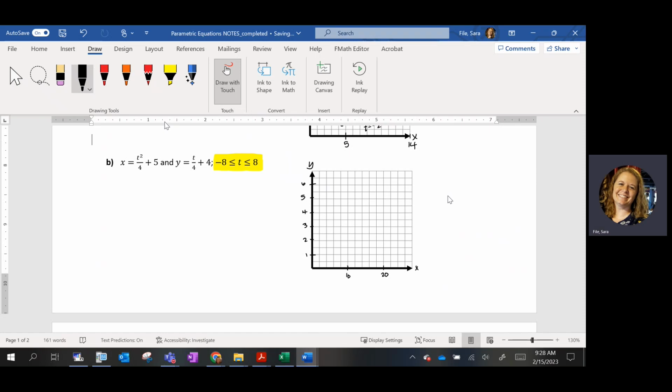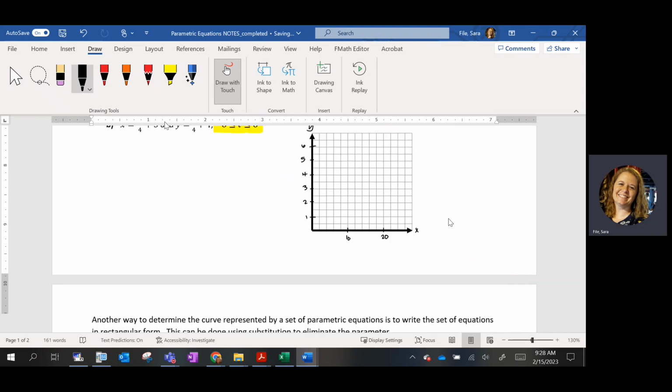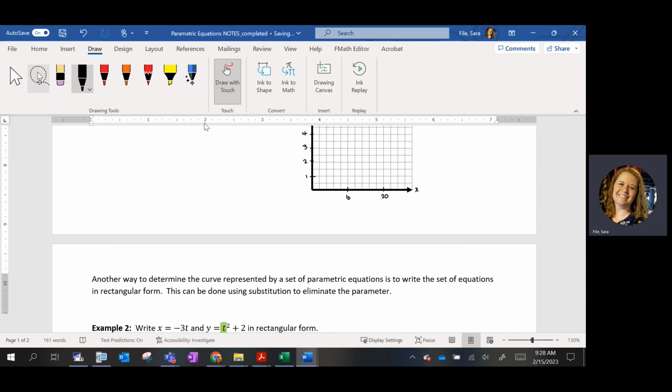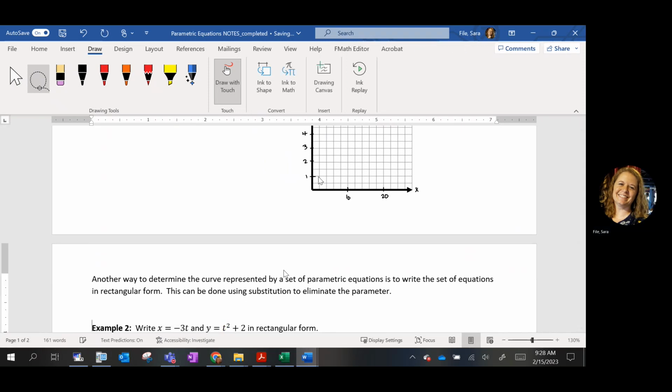Any questions about that process in the calculator? Okay, and then don't forget you have to draw those arrows on your curve to show the direction, the path, as t increases. All right, so then let's flip to the back and let me apparently erase what didn't get erased.